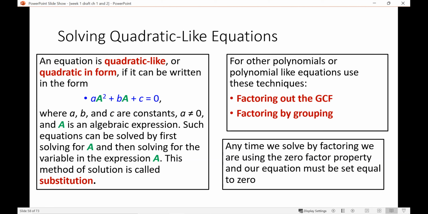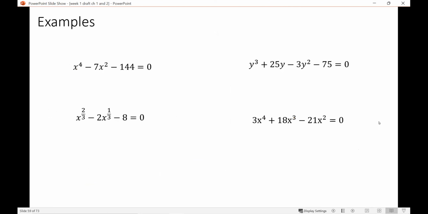For other polynomials or polynomial-like equations, we're going to use the techniques we learned earlier, which is going to be factoring. We can factor out the greatest common factor, or we can factor by grouping. Just remember that when we solve by factoring, we are going to use the zero factor property. And so our equation needs to be set equal to 0. Let's look at some examples and I'll take you through this.